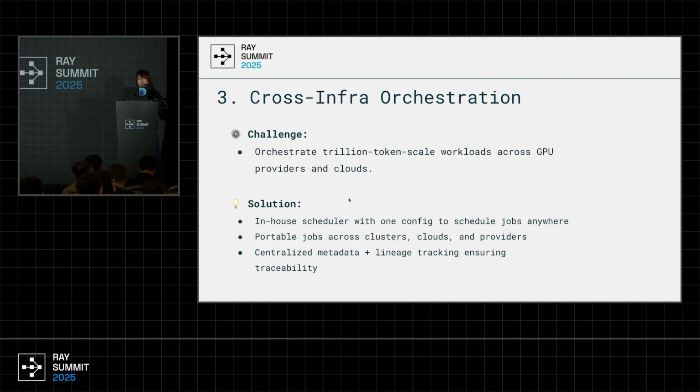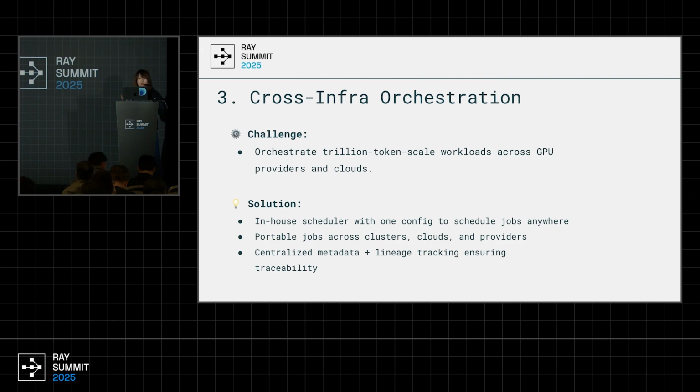Just to recap what we talked about: we talked about how to orchestrate trillion-token scale workloads across GPU providers and clouds. Our solution is that we built our in-house scheduler with one single config to schedule our job anywhere, and the job is portable across clouds, clusters, and providers. We still have the previous benefits: centralized metadata and lineage tracking to ensure unified visibility and traceability across the clouds. So up to here, we are already close to the linear scaling law as Bogdan presented.